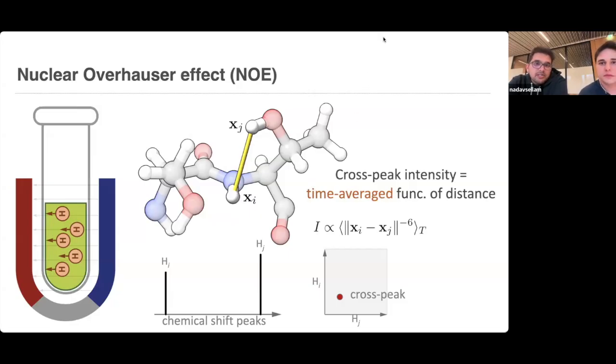But you can sense interactions of two nuclei which are 5 angstrom apart. Another crucial detail here is that the intensity of the cross peak that you measure is a function of how this protein moves. It's a temporal average of the distance between these two atoms across time. So in some sense, just as electron density, it's not a single molecule measurement, it's an ensemble measurement. In the same way, the cross peak intensity is an ensemble measurement, which is averaged across time.